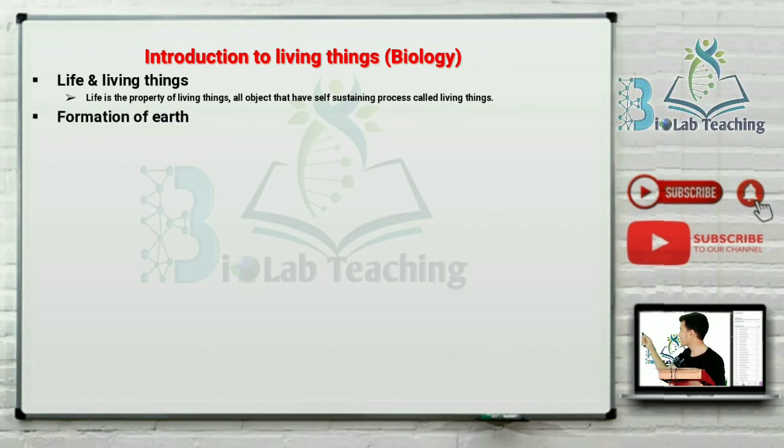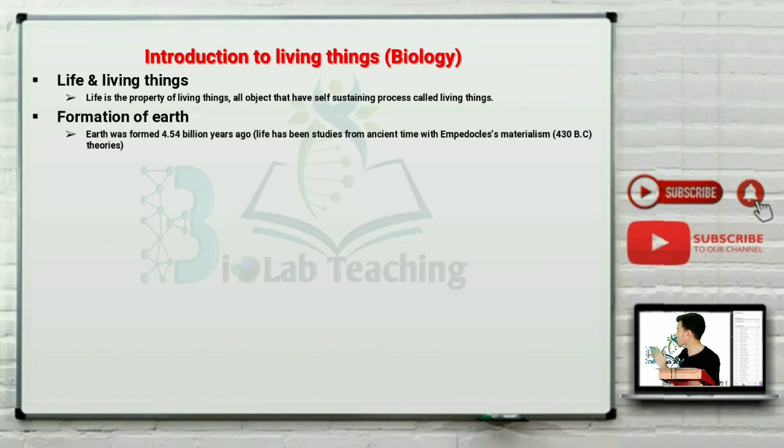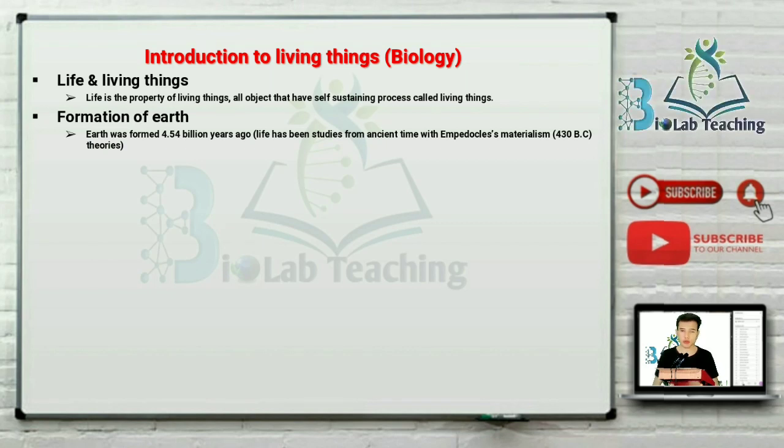Next we talk about the formation of Earth. When did the Earth form? The Earth was formed 4.54 billion years ago. It means it's a long time, billions of years. Life has been studied since ancient times with Empedocles' materialism theory. It means the formation of life and how life existed was studied by a theory known as the materialism theory, in 430 BC.